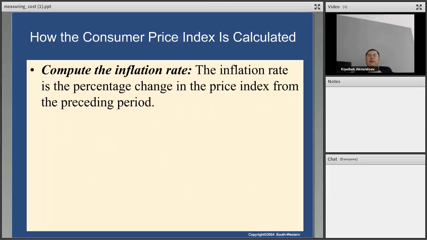Now compute the inflation rate. After finding the Consumer Price Index, we calculate the change in the Consumer Price Index. The change in CPI is called the inflation rate. So this is also important, the inflation rate.